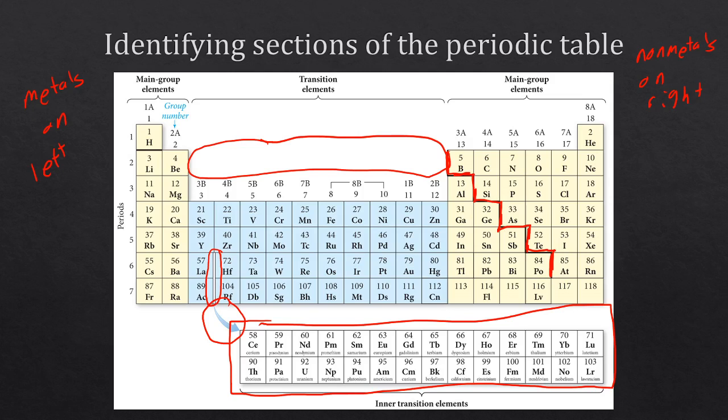Okay, that is all I want to do in this one. This introduces us to the basics of the periodic table and the labels. For the next video, we will start working on the concept of electron spin, but I'm going to end this here.